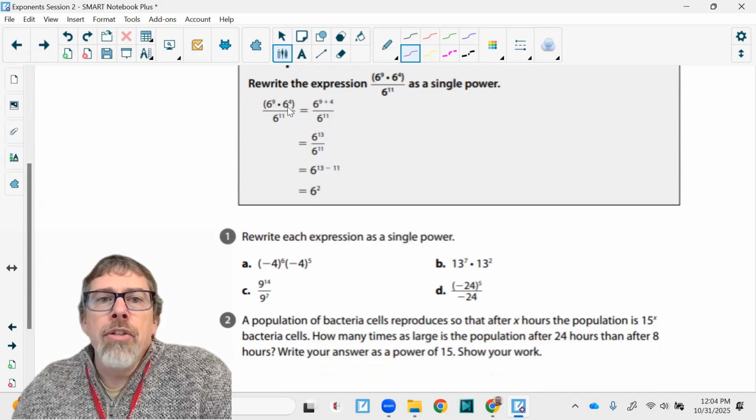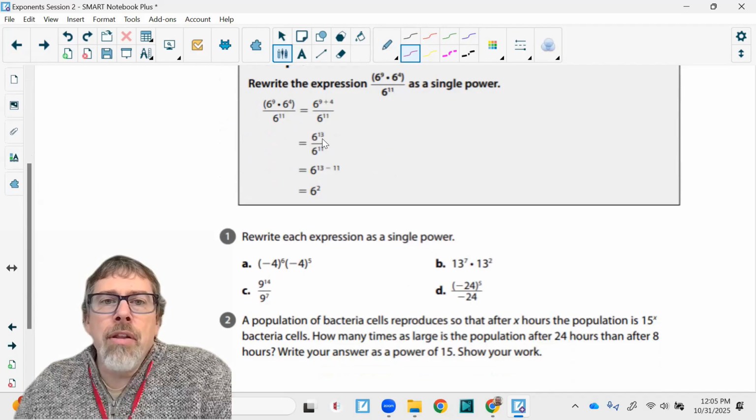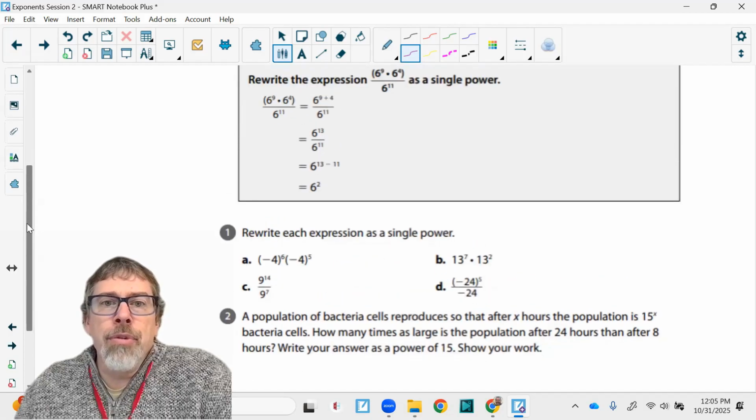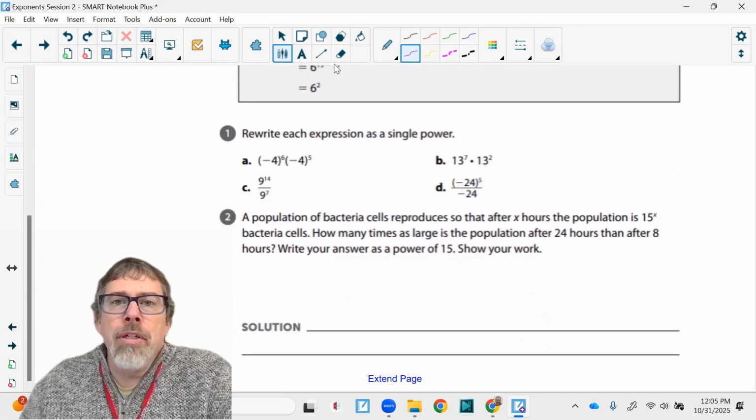So they wrote this here, and they gave the rule, when we multiply, we add. So 6 to the 9 plus 4 over 11, which is 6 to the 13 over 11. And when we divide, the rule is subtract. So 6 to the 13 minus 11 is 6 squared, which is 36. Okay, so those are the rules we're going to follow to do these two problems here.